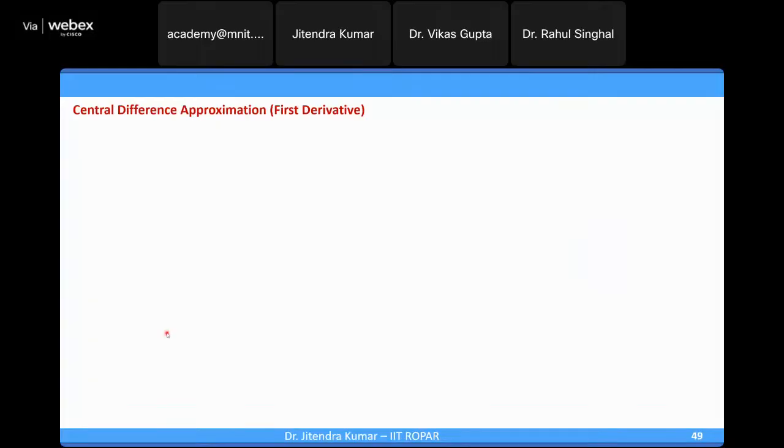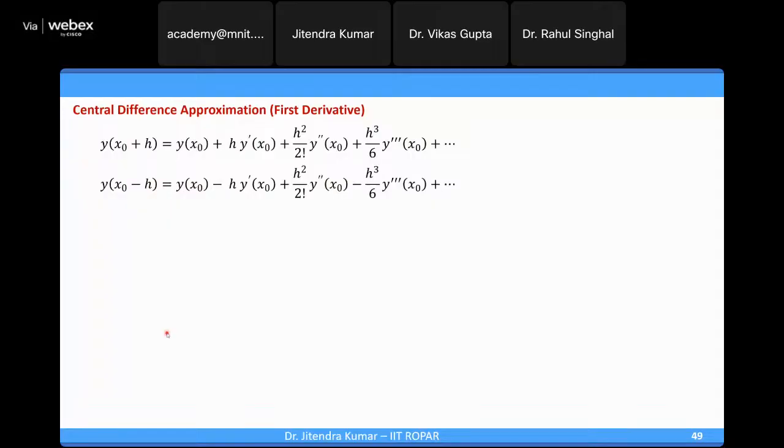Good. Just to move on, we have another approximation of the first derivative, which is the central difference approximation, which is indeed higher order. Consider these two Taylor expansions, one for x naught plus h and one for x naught minus h, which were used for the forward and backward difference formulas. You can subtract the second one from the first one so that the y x naught term will cancel out, the y prime x naught term will be added, the h squared term will again cancel, and the h cubed terms will be added.